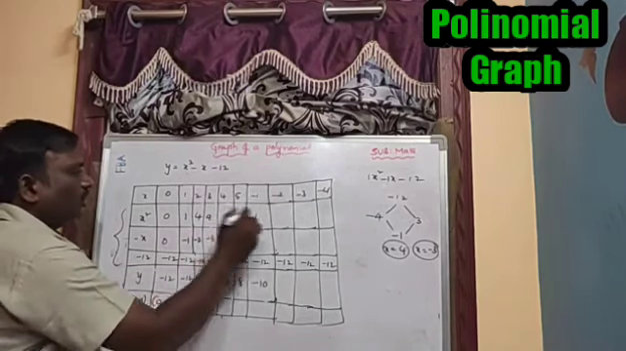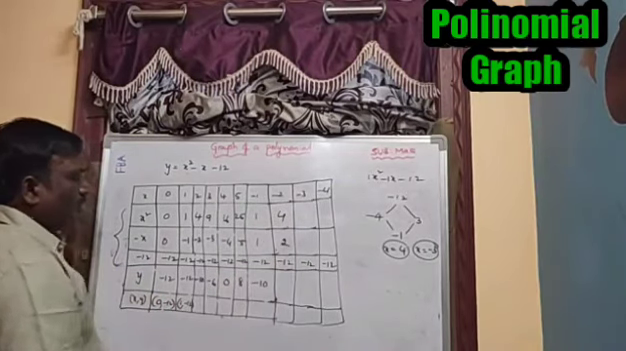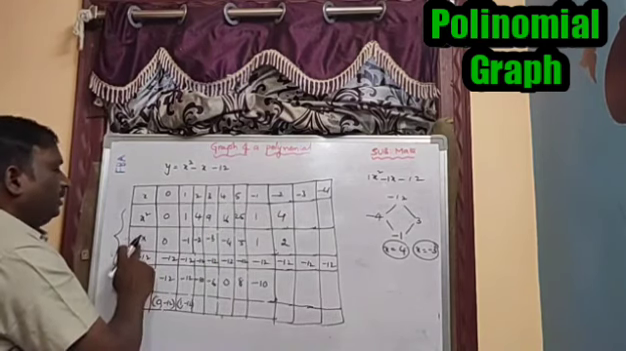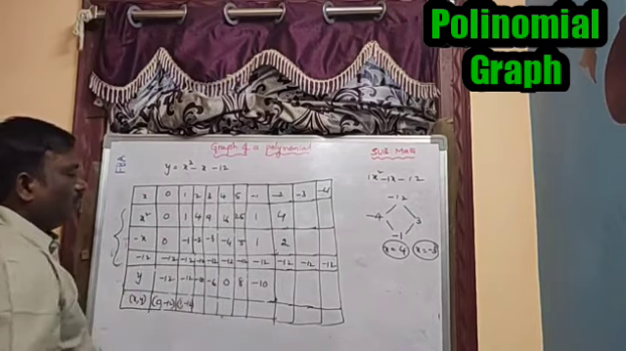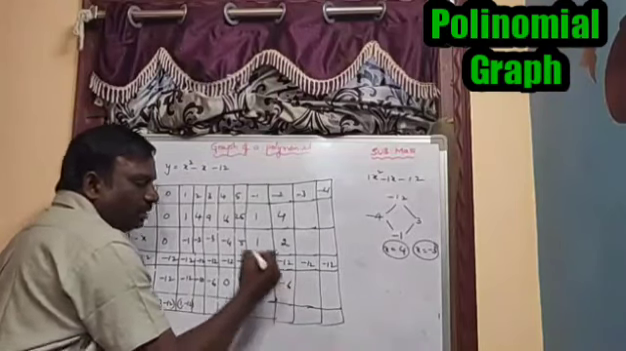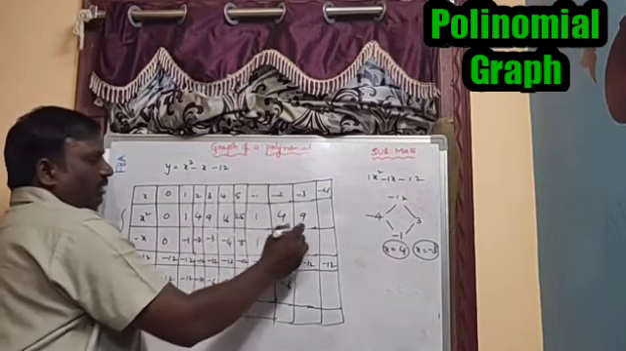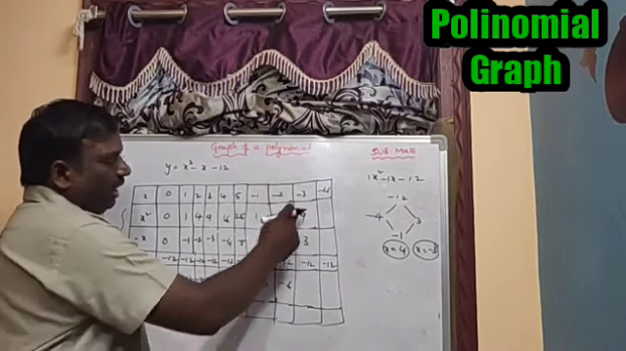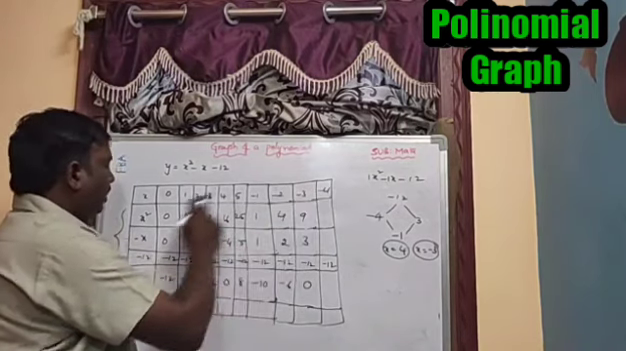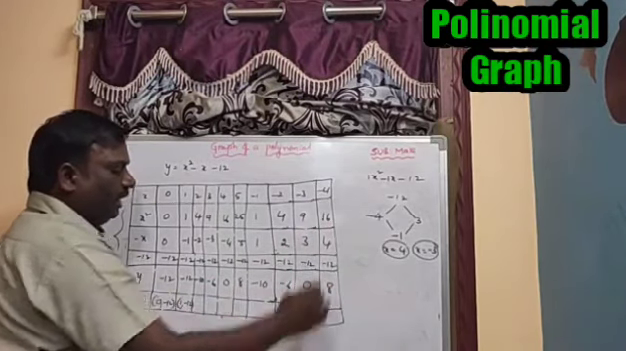So minus 2. Minus 2 whole square is 4. Minus of minus is plus 2. So now 4 plus 2, 6. 6 minus 12, minus 6. Now minus 3: 9. Minus into minus is plus 3. So 9 plus 3, 12 minus 12, 0. After that, one more point we are taking, that is minus 4: 16. 16 plus 4, 20. 20 minus 12, 8.